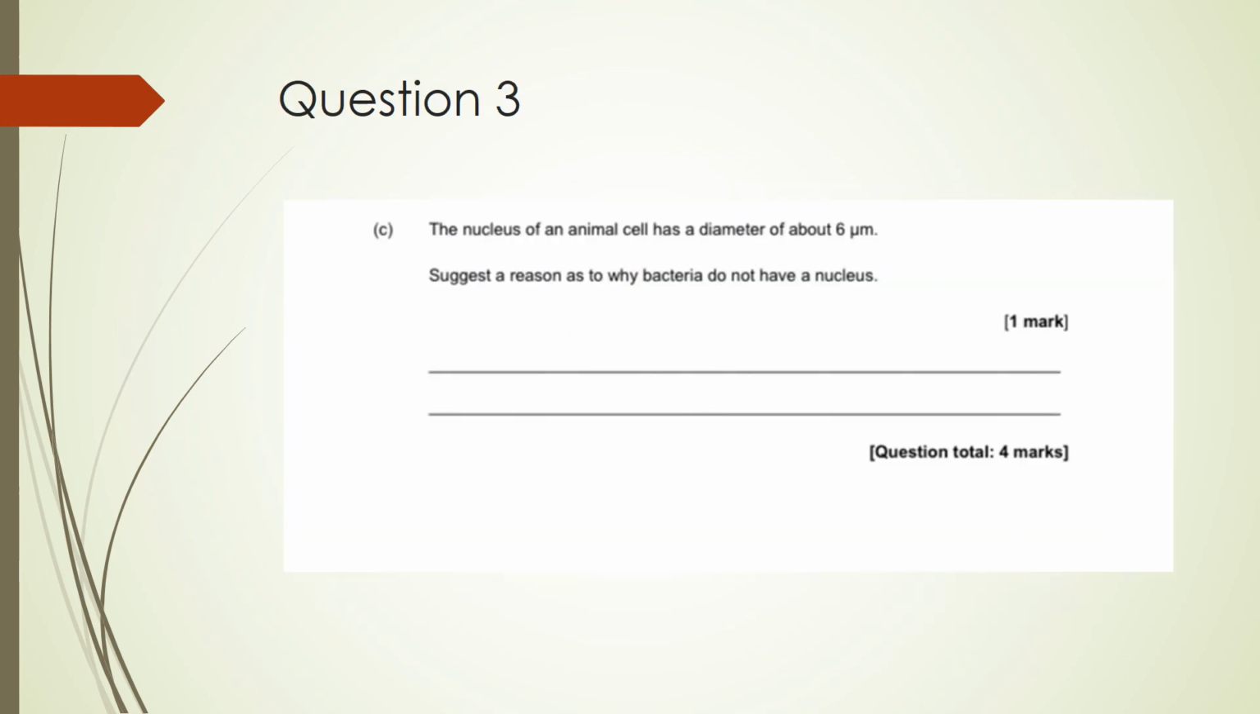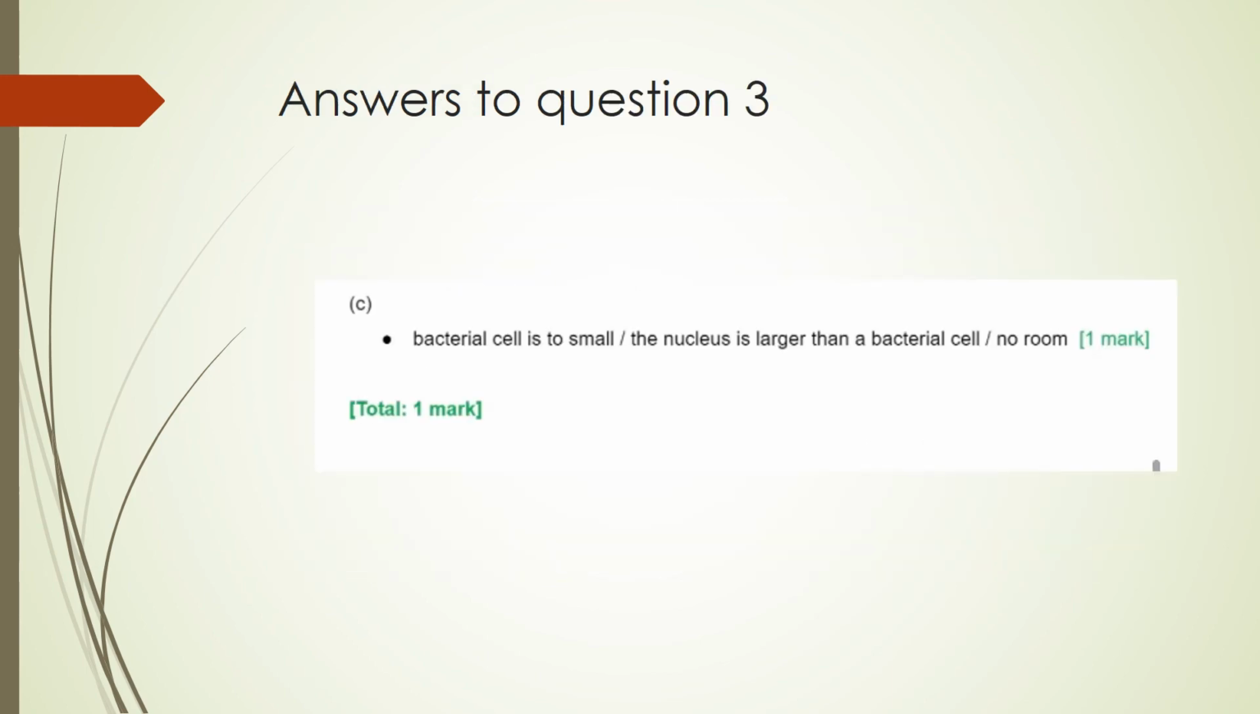Okay, last question, I promise. The nucleus of an animal cell has a diameter of about 6 micrometers. Suggest a reason as to why bacteria do not have a nucleus. Okay, so have a think about this and pause the video. Okay, mark your answer. Bacterial cell is too small. The nucleus is larger than a bacterial cell, so there's no room.